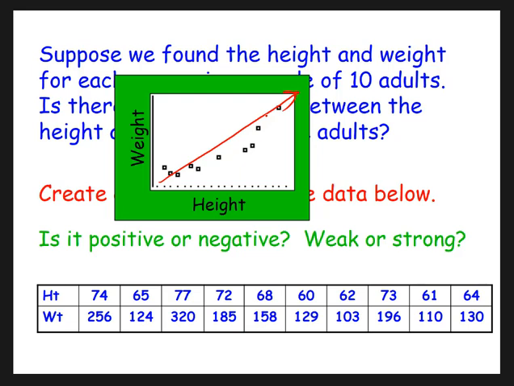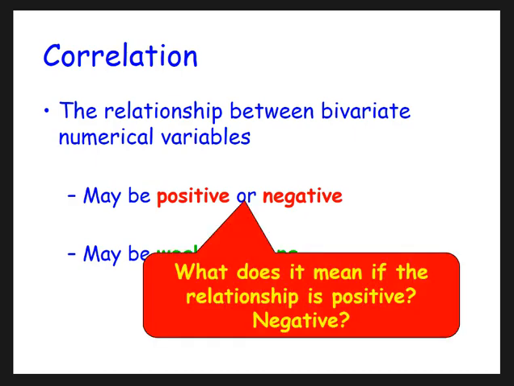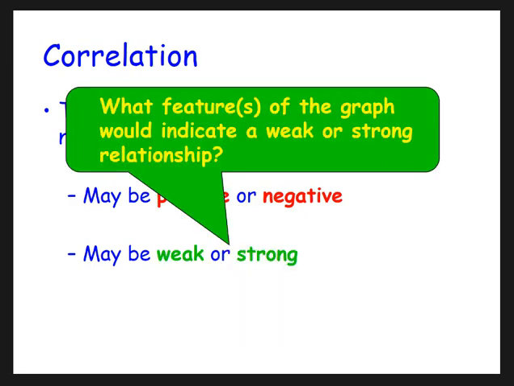When we ask strong or weak, weak would mean, yeah, they kind of follow that pattern, but they're all way off the line. Strong would mean, yeah, they're pretty close to it. My line is kind of choppy there. Something like that would be a little bit closer to all of them. So when we look at correlation, what makes the correlation positive or negative, and what makes it weak or strong? And what does it mean if the relationship is positive or negative? What does it mean to be weak or strong? What would that look like on the graph?